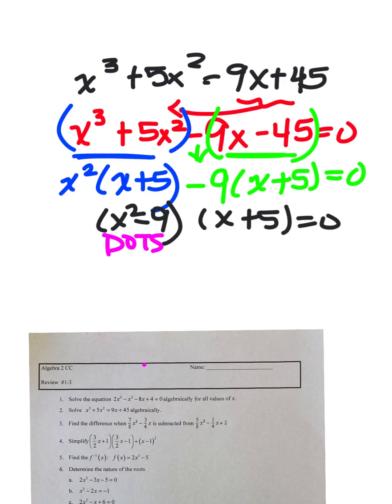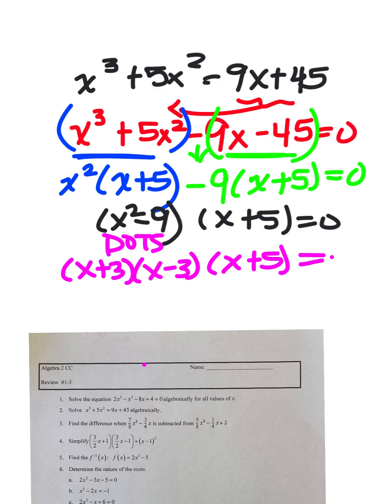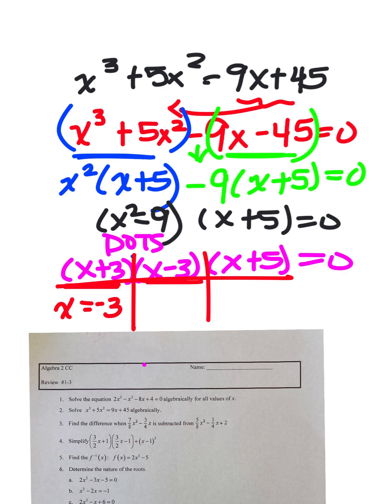All right, so yes, I have to do dots for x squared minus 9. So that's x plus 3, x minus 3. And x plus 5 equals 0. So now we do the t-chart, and we're going to get our 3 zeros. If the factor is x plus 3, the zero is x equals negative 3. If the factor is x minus 3, x equals 3. And if the factor is x plus 5, the zero is x equals negative 5. All right, let's take a look at number 3.